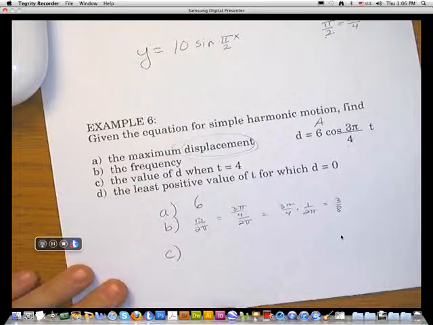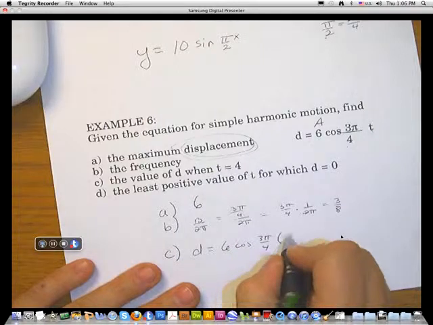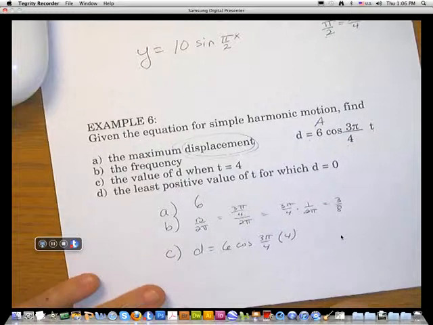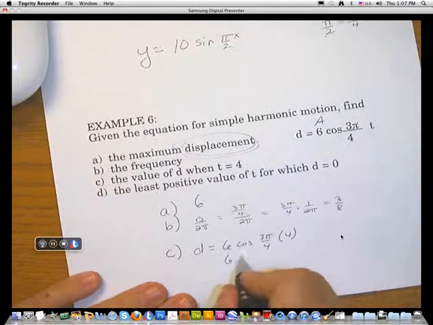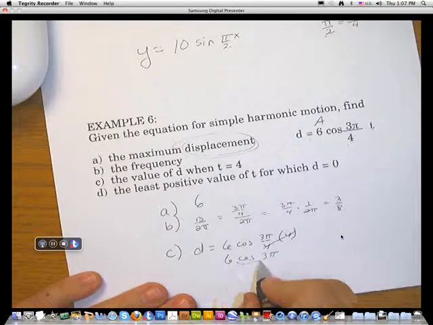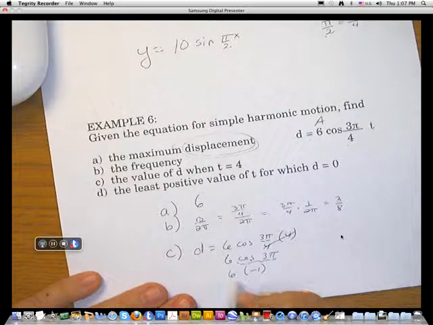C, what's the value of D? So that means I'm going to find D when T is 4. So that's just a mathematical simplification here. 6 cosine of 3 pi. Well, cosine of 3 pi, that's the x value at 180, which is -1, which is -6.